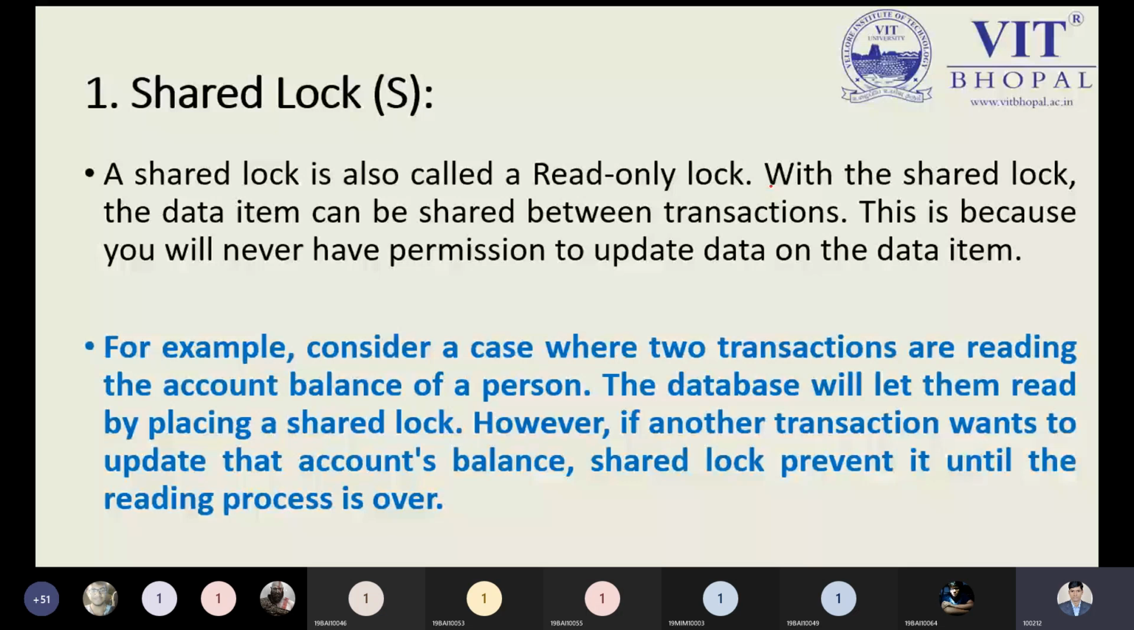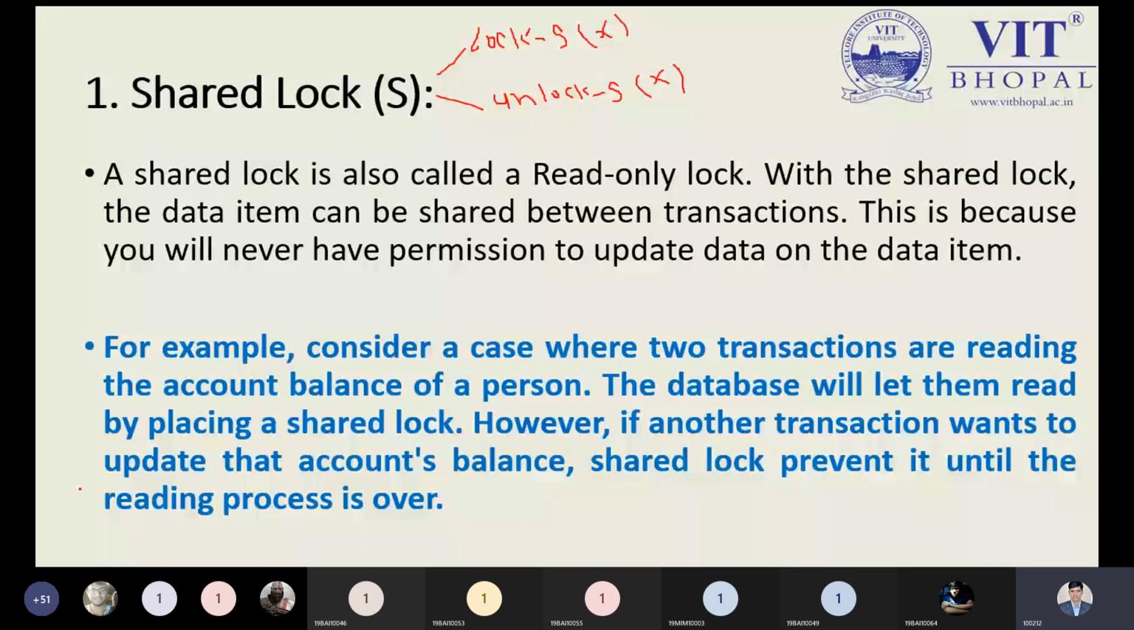The shared lock is represented by S, and if you are using the lock, you have to write lock S, like this one. I'm writing once again: lock S. And then you are unlocking: unlock S. Now we have the data item X, which is represented like this. This is the point you need to keep in mind.